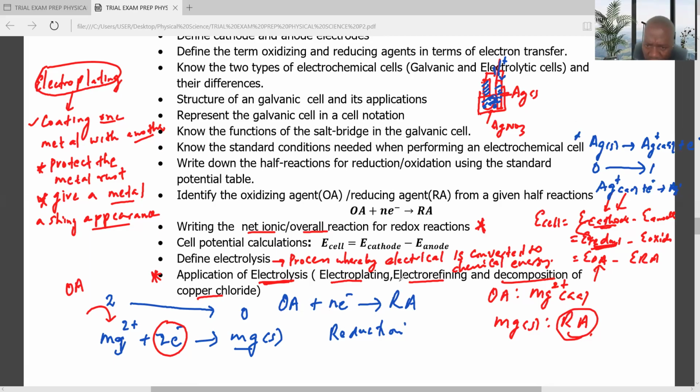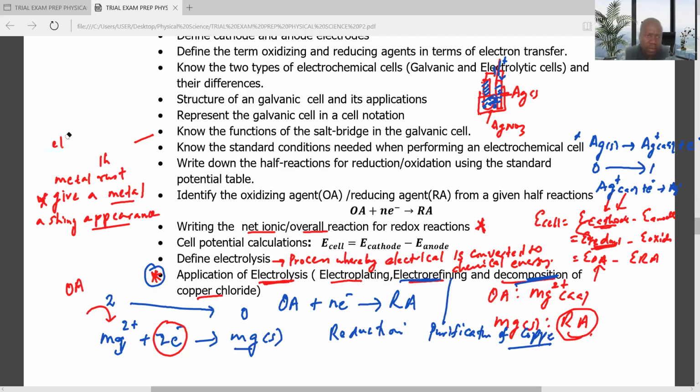Then another one is the issue of electro refining. Electro refining, in other books, they call it the purification of copper. And also there is the decomposition of copper. These are the three applications of electrolysis. So you need to make sure that you go through it on your own, ladies and gentlemen. If there is any question, you will reach out to me.